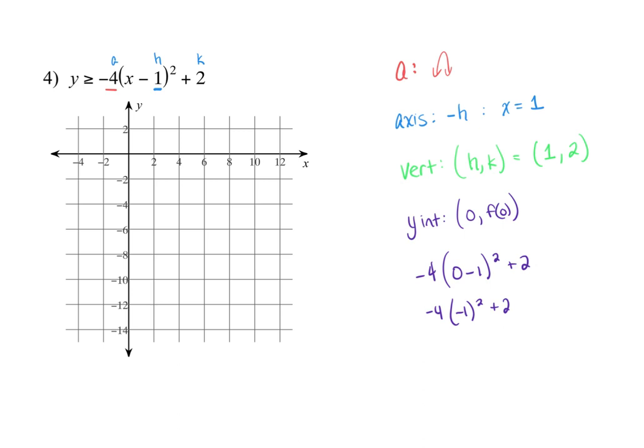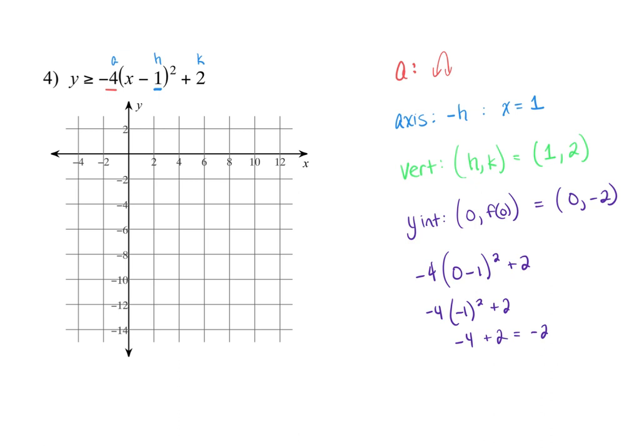Negative 1 squared is 1 times negative 4 plus 2, negative 2. So my y-intercept here is going to be 0, negative 2. That's the only one you have to calculate when it is in vertex form. And I'm going to graph it the exact same way.